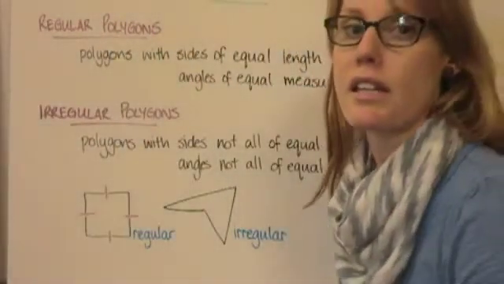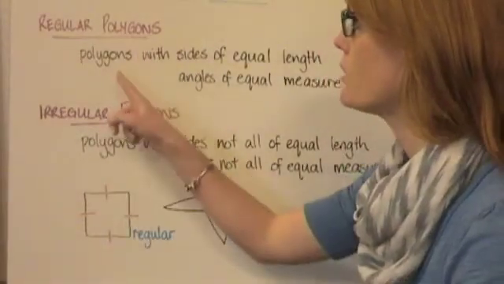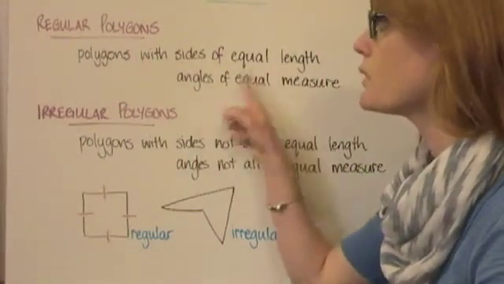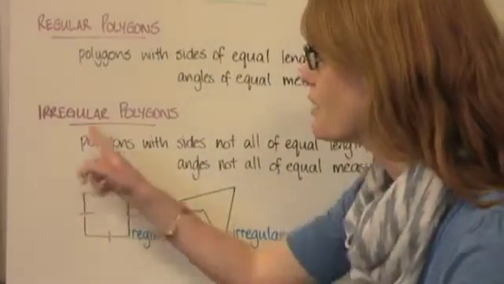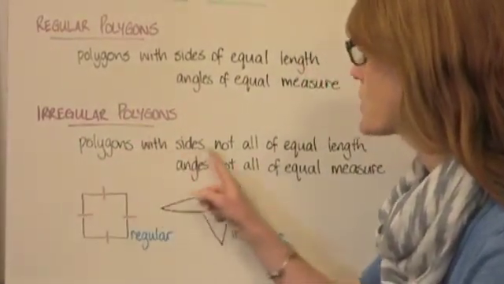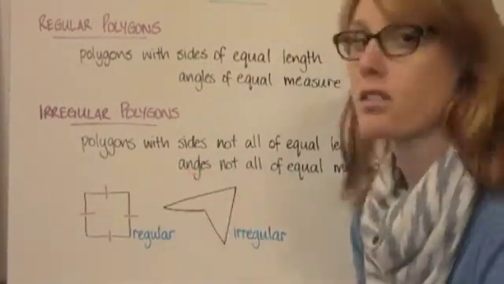So polygons can either be classified as regular or irregular. A regular polygon is a polygon with sides of equal length and angles of equal measure. Irregular polygons are polygons with sides that are not of equal length and angles that are not all of equal measure.